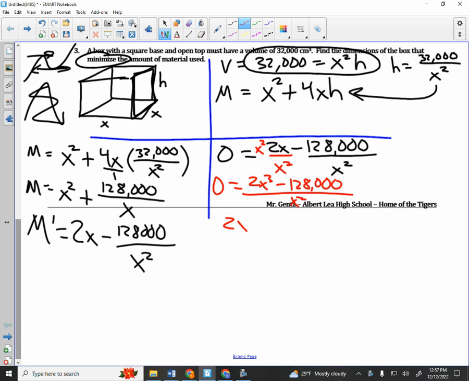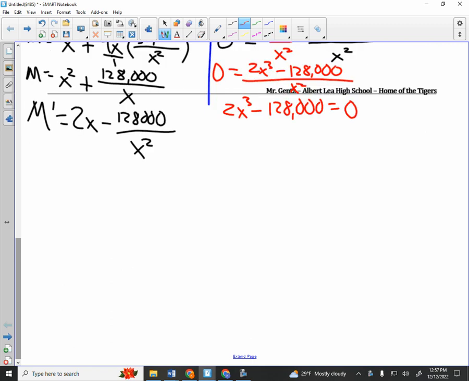Let's try it. 2x cubed minus 128,000 is equal to 0. What are we going to do? Yep, so 2x cubed is equal to 128 grand.